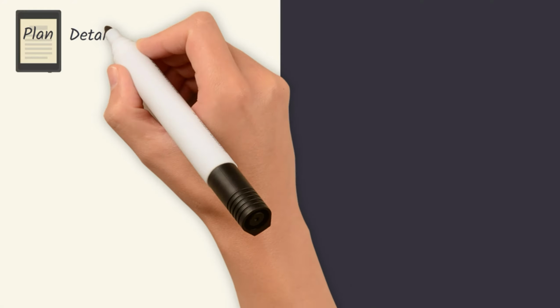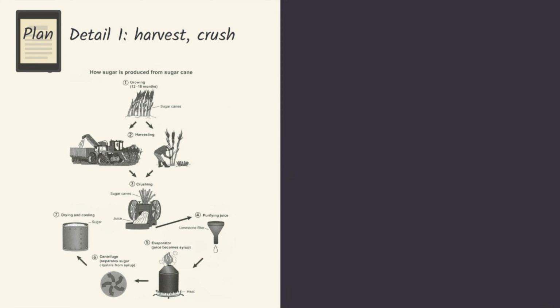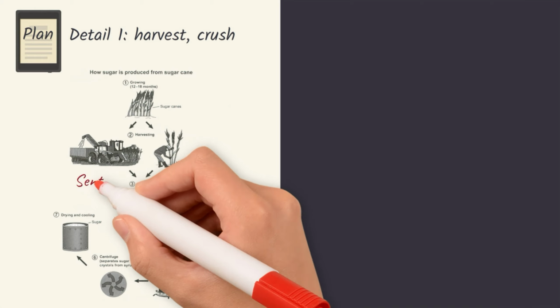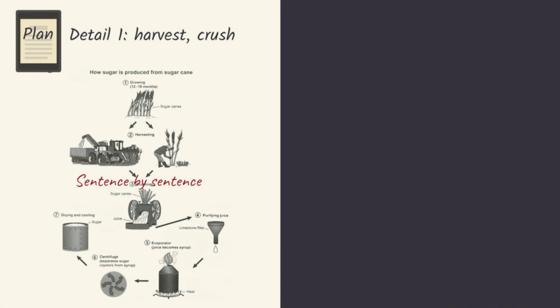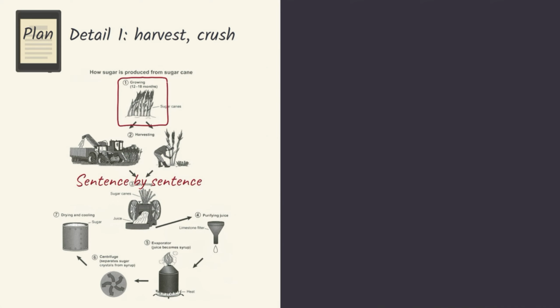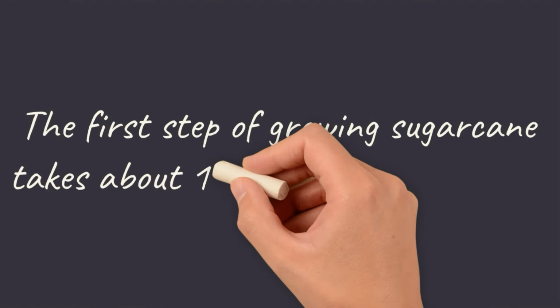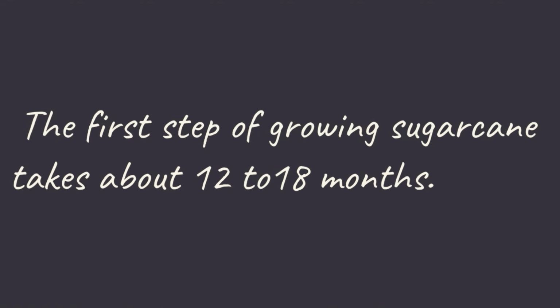Now for detail paragraph 1. My goal is to explain harvesting and crushing in detail. For the process of turning short sentences into longer ones, I will show you sentence by sentence. If you start with a simple sentence like, the first step of growing sugarcane takes about 12 to 18 months, how can you make it longer?